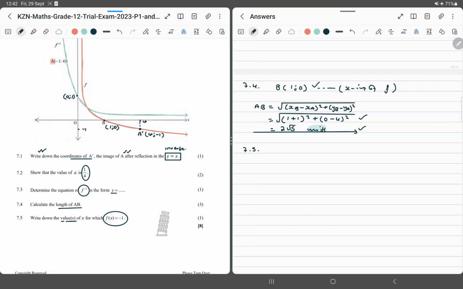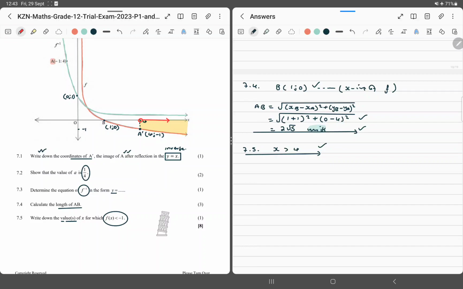Write down the value or values of x for which f of x is less than 1. We can see that if you focus on this region, when x is 4, y is -1. But as we move further in this direction, because 1 is not included, the y values are dropping to below -1. So this simply means that x should be greater than 4. Nice and easy. We get that mark.